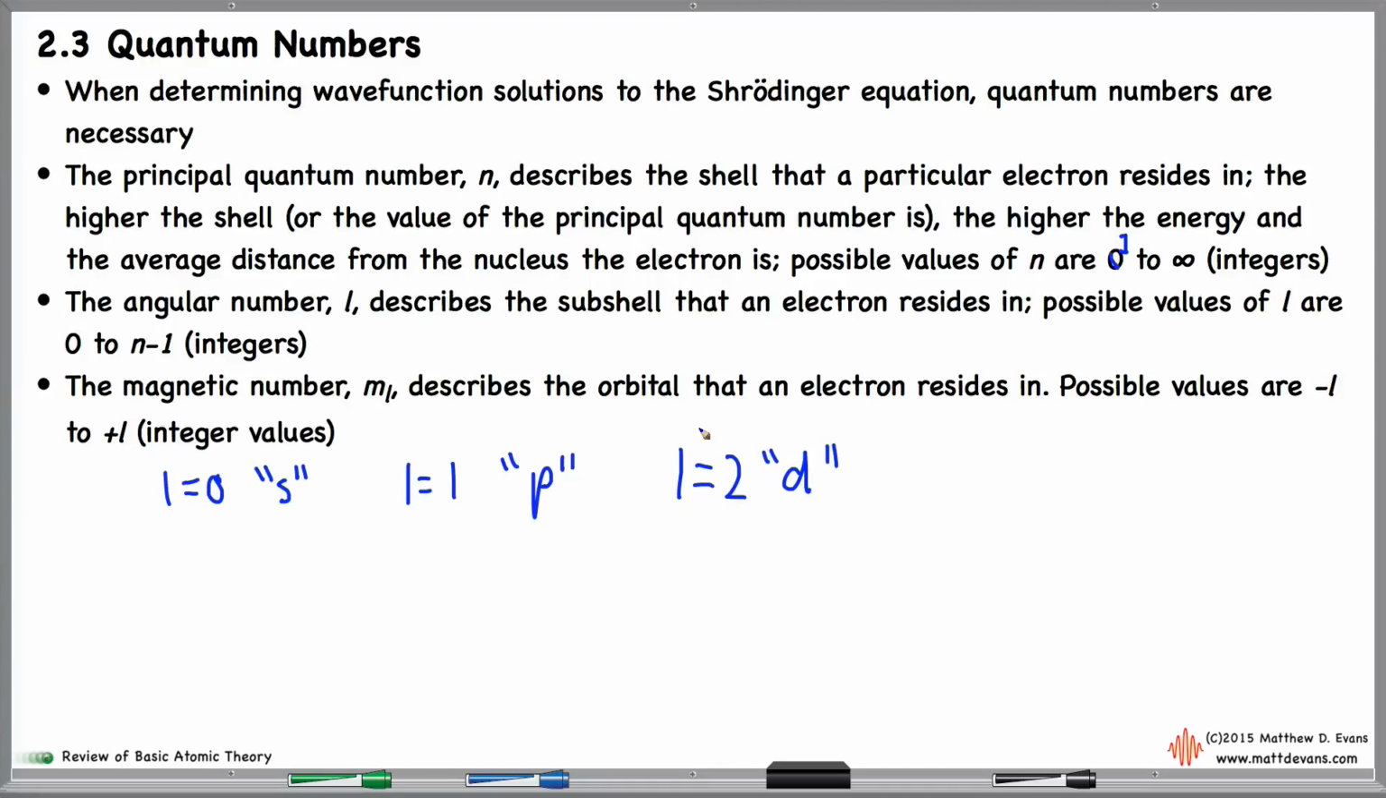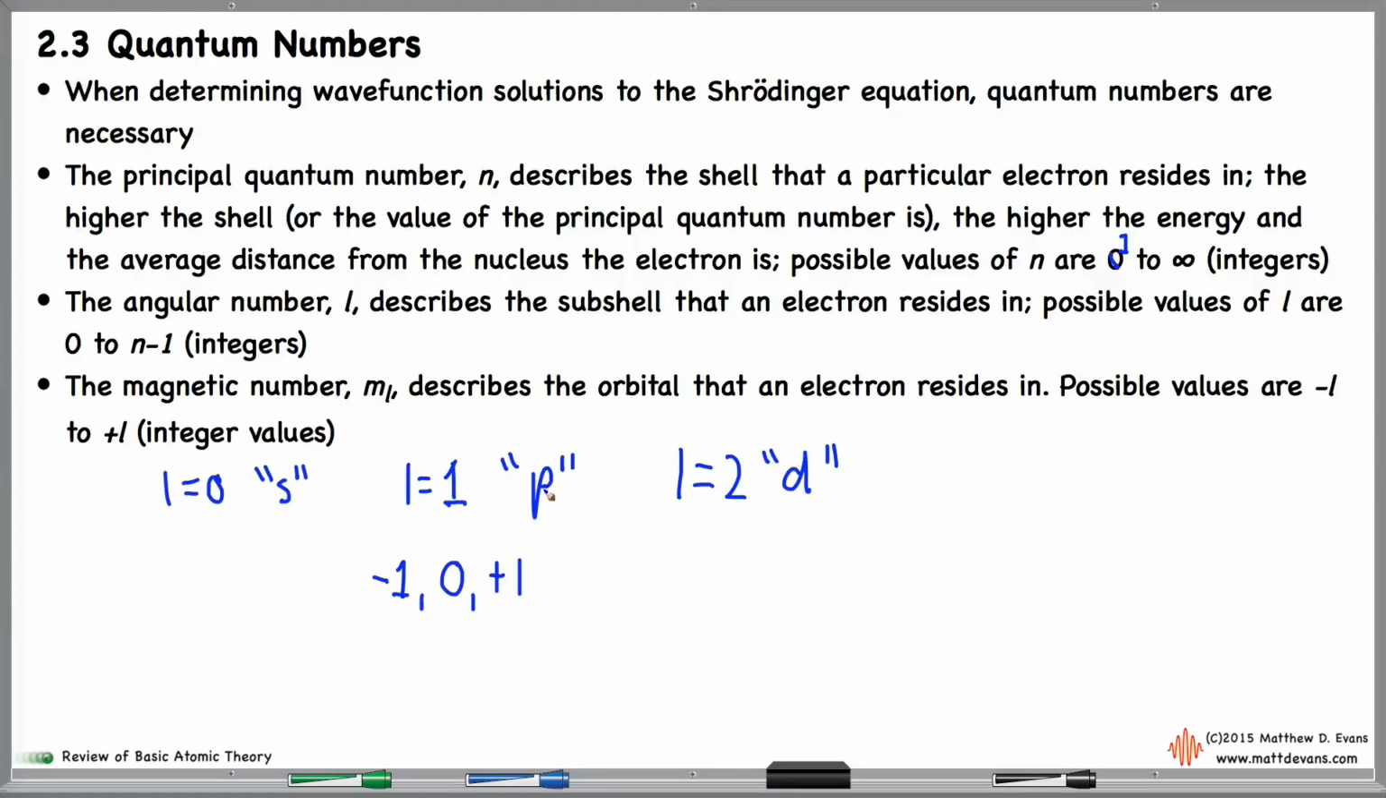And the last quantum number is called the magnetic quantum number. So that's m sub L, as we say that, and it describes the orbital that an electron resides in. So possible values are negative L to positive L. Let's take L equals 1 and try to think about possible values for m sub L, given that L equals 1. Possible values are going to be negative 1, 0, and plus 1. Okay, so that correlates to a P subshell.